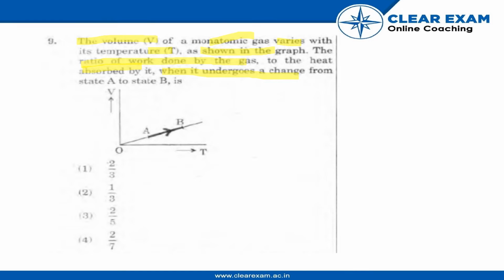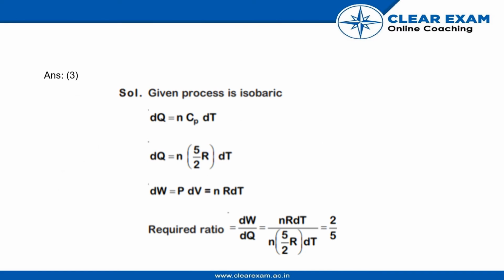So we are given that the monoatomic gas varies, that is the volume V here, and the temperature is this. So we are given that the process is isobaric. So the formula will be dQ equal to nCp dT. So dQ equals n Cp, which is 5 by 2 R, dT. We also know the formula dW, which is equal to P dV, equal to nR dT.